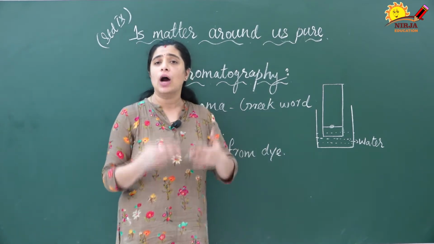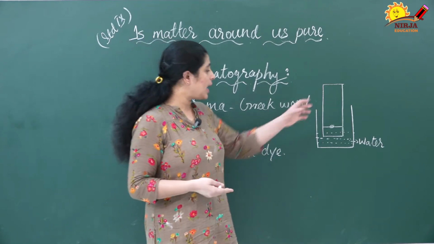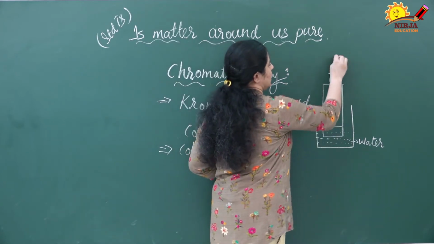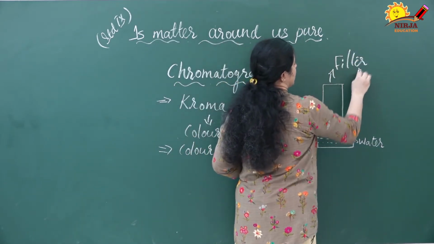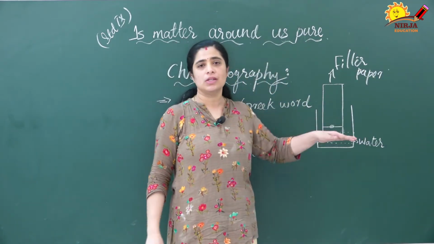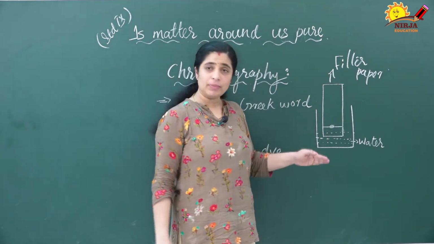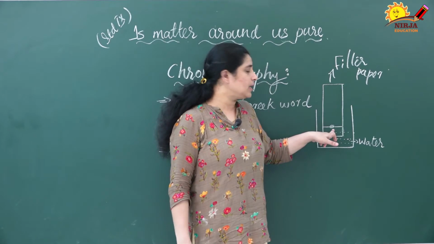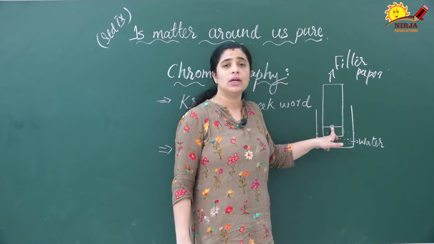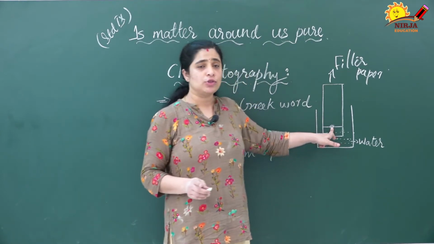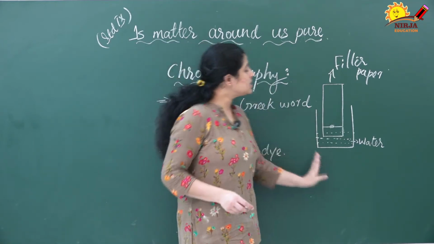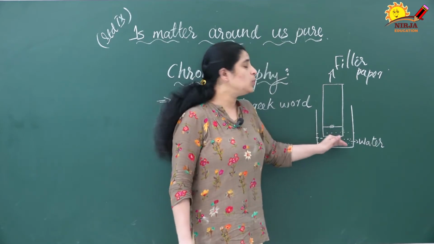Now we will see how we can separate the colors from the dye. I have drawn one figure here. This is the filter paper that we are taking. On this filter paper we mark one line almost 3 centimeters above the end, and on this line we make one spot using the dye. After that, you have to immerse the strip in a glass jar containing water. This is the glass jar I have taken, and in it I have taken water.